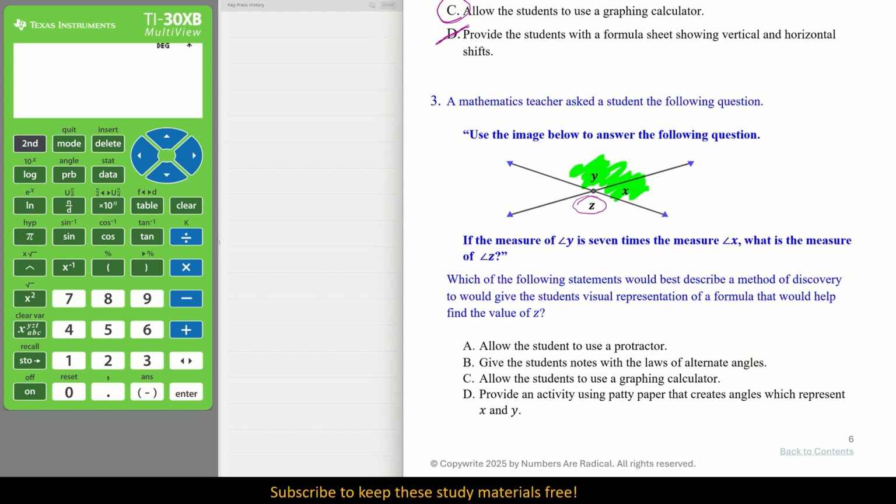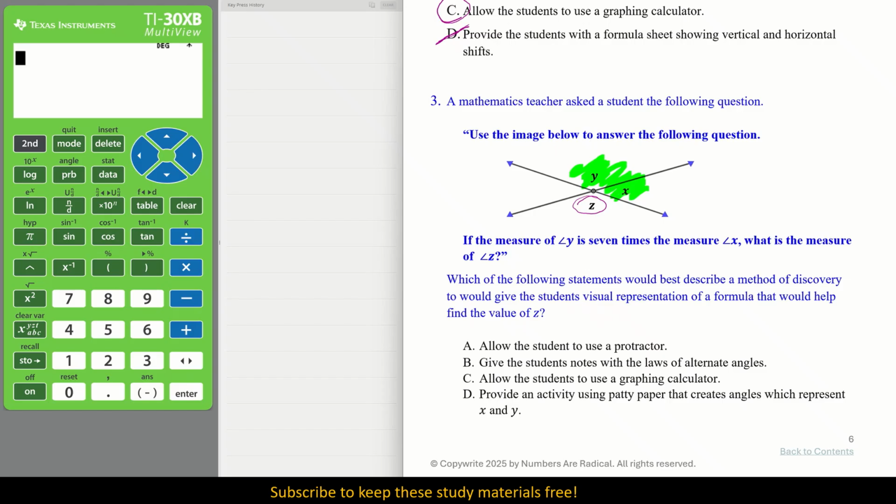The first thing is that the students would have to know that a line is 180, and they would also have to know that y and z are equal. We already stated that, and that z plus x equals 180 and y plus x equals 180. Okay, great. All right, let's read our ABCD and see what they have to say.